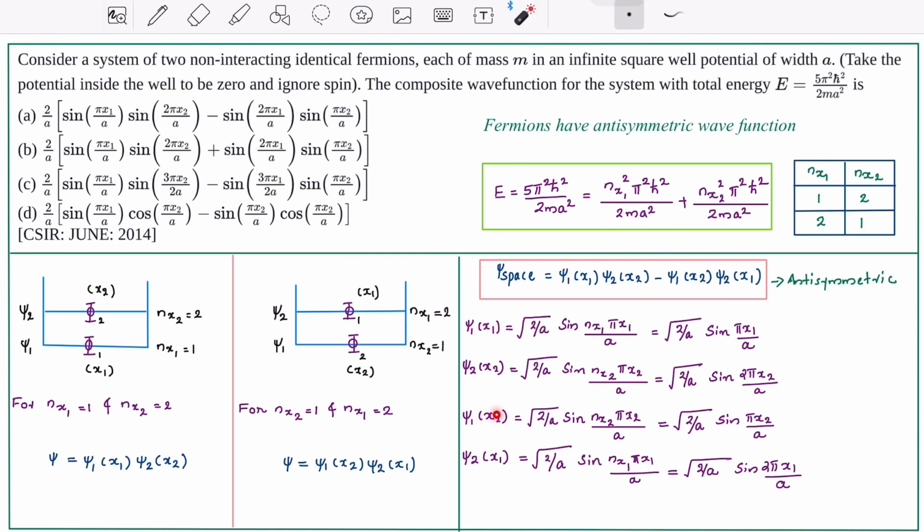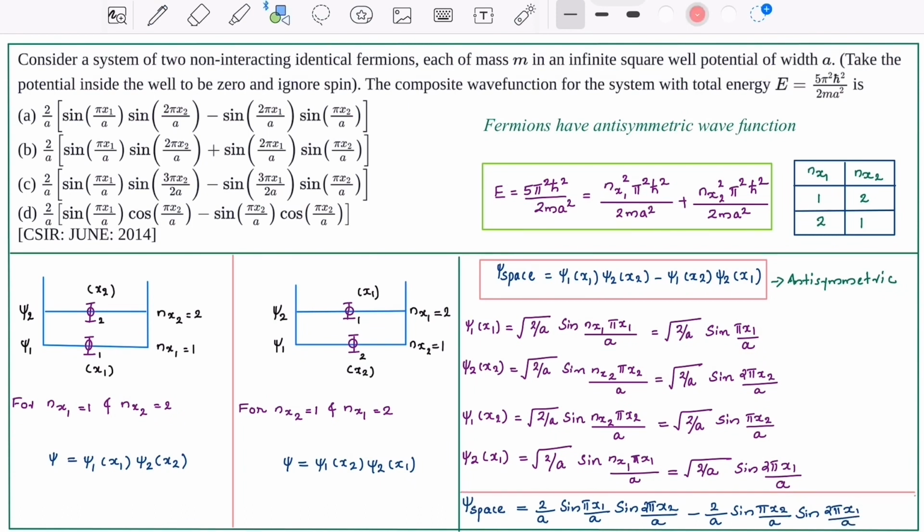Now once we have ψ1(x1), ψ2(x2), ψ1(x2), ψ2(x1), we can calculate the composite wave function ψ of the fermionic system, that is 2/a sin(π x1/a) sin(2π x2/a) minus 2/a sin(π x2/a) sin(2π x1/a). Therefore, we can say that option A is the correct option.